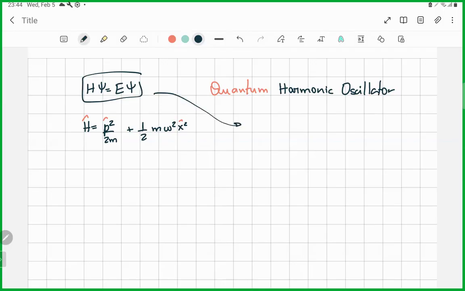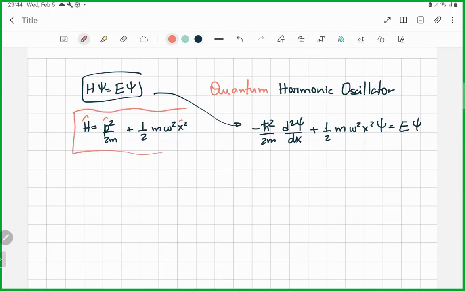Which, if we write with that potential, is this part involving the kinetic energy plus the part involving the potential energy equals energy times psi. That's what we want to solve. But before we reach that point, let's study this Hamiltonian a little bit more.